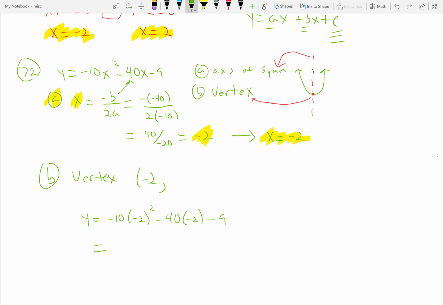You want to check me using the calculator here. I'm doing this in my head. Negative 2 squared is 4. That's negative 40. Negative 2 times negative 40 will be a plus 80. Then minus 9. That's 80 minus 9, which is 71. Hmm, wait: this is the y value of the vertex. That's going to go right there: negative 2, 31. Your vertex is the ordered pair (negative 2, 31). Do check that with a calculator.